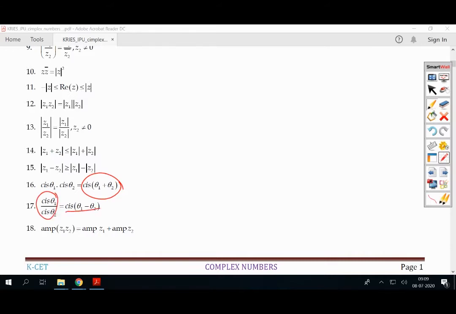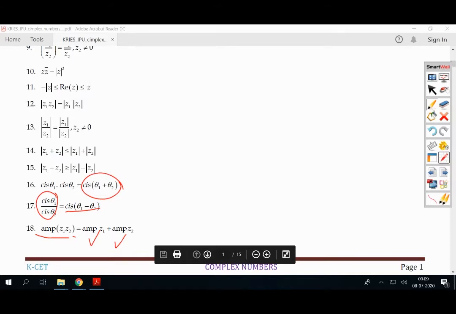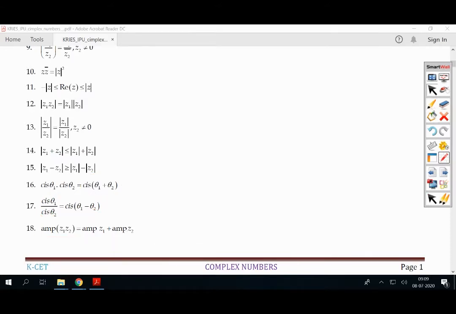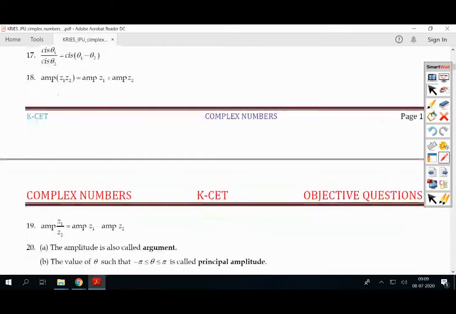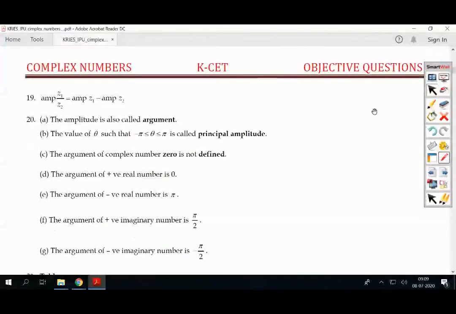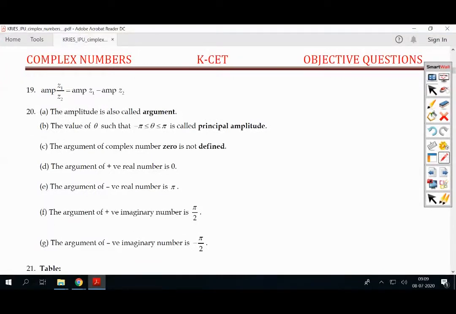Amplitude of z1 into z2 is amplitude of z1 plus amplitude of z2. It is very much similar to usage of your logarithm formulas. You have to remember it like that. Log of m n was log m plus log n. Similarly, amplitude of z1 into z2 is amplitude of z1 plus amplitude of z2. In the same way, amplitude of z1 by z2 is amplitude of z1 minus amplitude of z2.